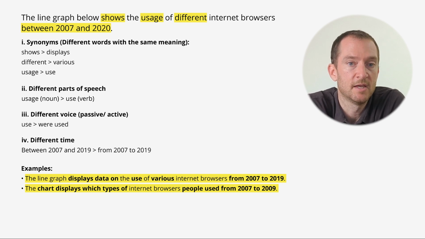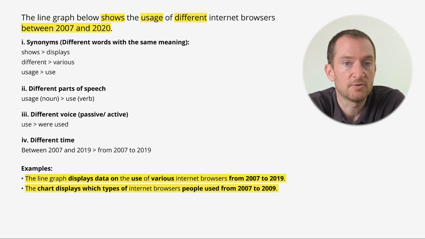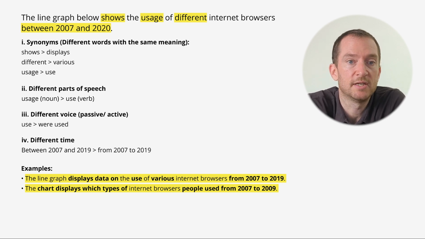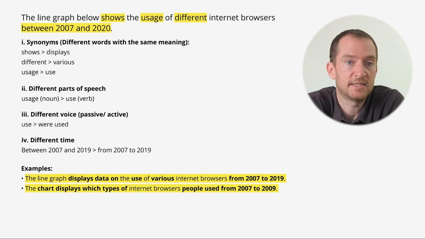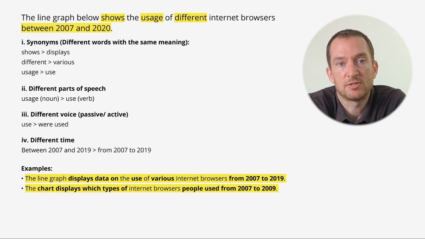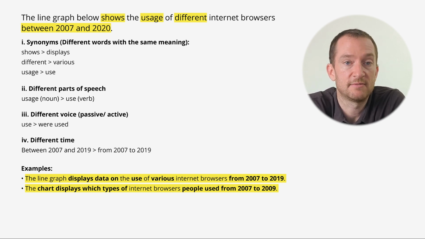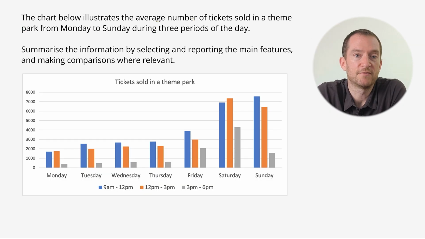Now, there isn't a good alternative to the phrase internet browsers, so this remains in both examples. But otherwise, the sentences are significantly different to the original rubric, but they still keep the same meaning. So this is something to bear in mind, that you can't always change every single word or phrase. Sometimes there are phrases, in this case internet browsers, which just don't have a good synonym or good alternative. That's okay.